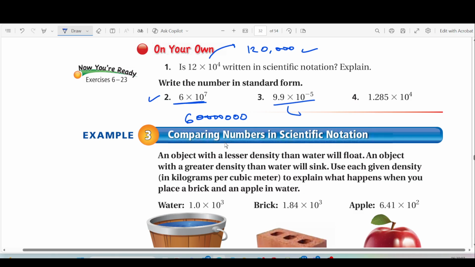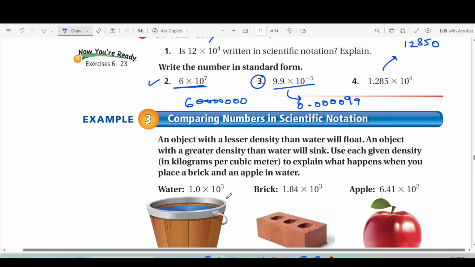And for number 3, oh, so there would be 4 zeros in front of the decimal. So 1, zero, 2, 3, point zero zero zero. Exactly. Next. That's number 4. Oh, that would be 1, 2, 8, 5, 0. 12,850. Exactly. Good.